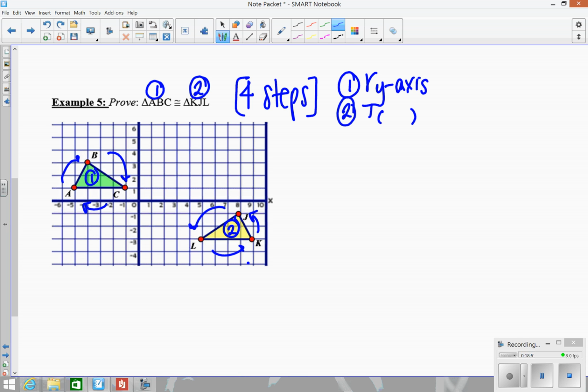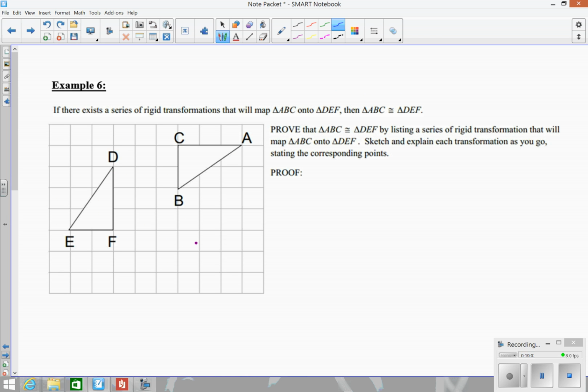And then the last one that I want you guys to do is example 6. So example 6 is probably the most complicated one just because there's more steps to it. So you're going to have a total of 5 steps for your proof for this one because you have to do 3 rigid motions. So you're going to have to do 3 rigid motions, and then you're also going to have to do your mapping step and then your final statement. So for this one, there's going to be a translation involved, there's going to be a rotation, and a reflection involved.